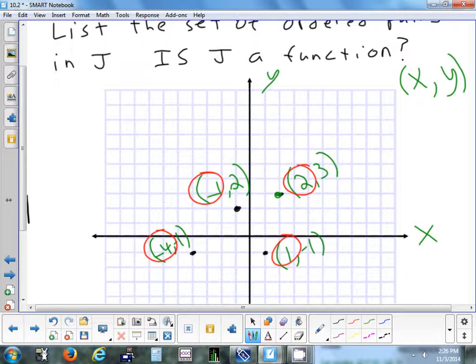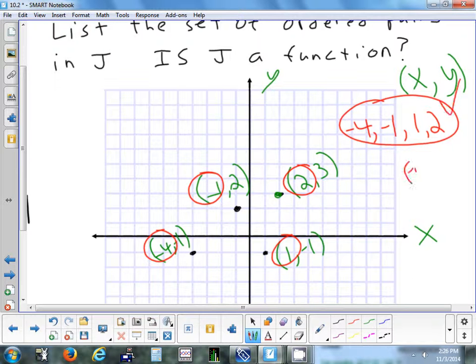Ben, so these coordinates, right, I'm going to do -4, -1, 1, and 2. Is that a function? Yes. Why is it a function? Because nothing repeats, right? That's the biggest thing. If they don't repeat, I'll just put a check mark, or I'll put function. If they don't repeat, then it's a function, right? Everybody with me on that?